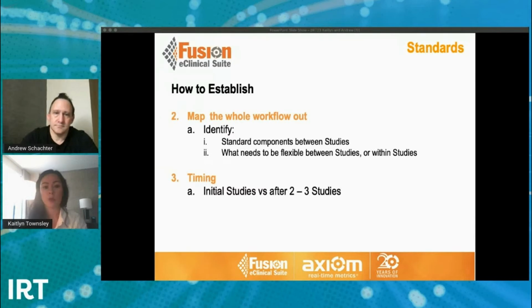We also want to think about timing when we're establishing standards. It is great to set out on your first study and say, this is going to be my standard, this is what we're going to do every time, but sometimes the true standards can't actually be identified until we've done 2 studies, maybe 3 studies, so we can see the areas where maybe we didn't take into account an area that would require more flexibility, or something that was actually easier to pick up and move to a second study that had different requirements. So mapping out the whole workflow, thinking about when we're doing the standardization process, and then mapping it to both the inventory piece as well as the randomization or cohort piece really is how we establish those standards as a whole.